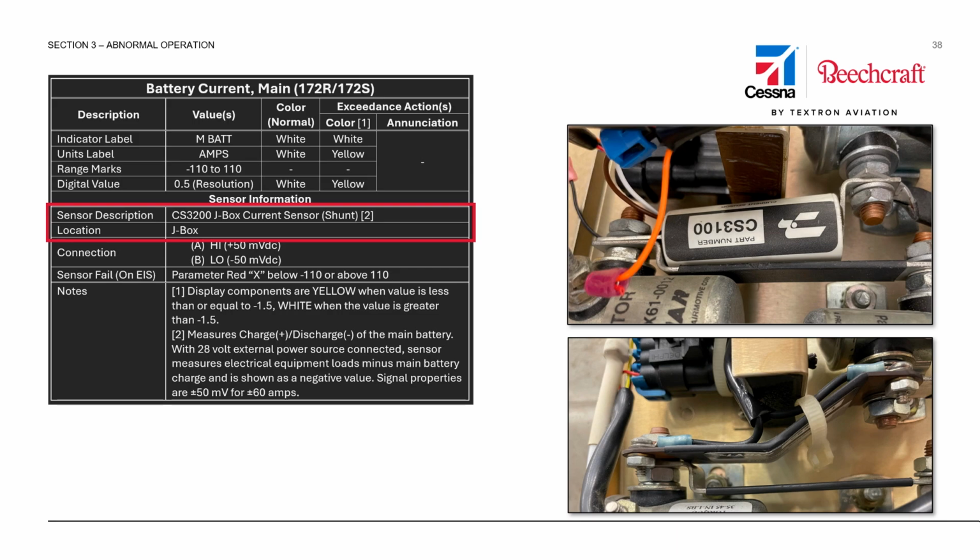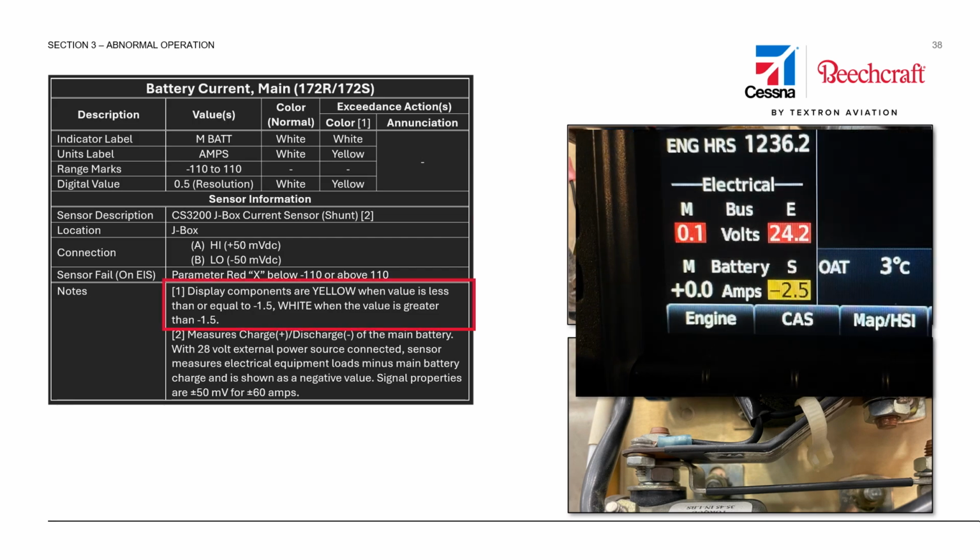Moving on to current indications, main battery current indication is provided by a millivolt signal measured from a Hall effect sensor or a current shunt, our calibrated resistor in the system. The display components turn yellow to let us know that we're in a discharge mode, but there is no CAS message that's actually related to the amperage indication system on the aircraft.